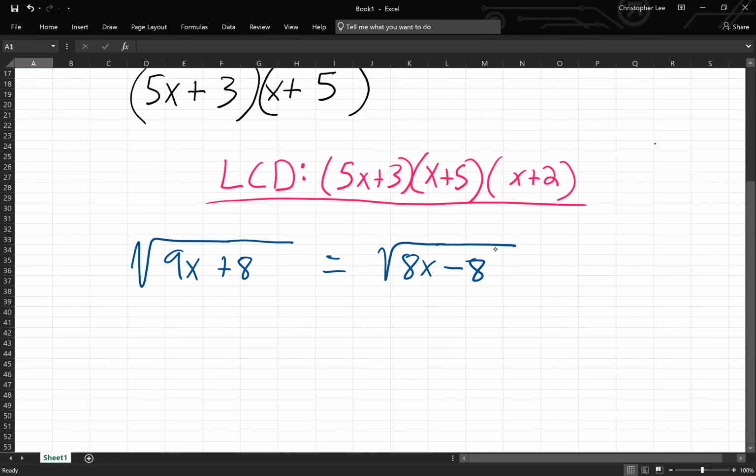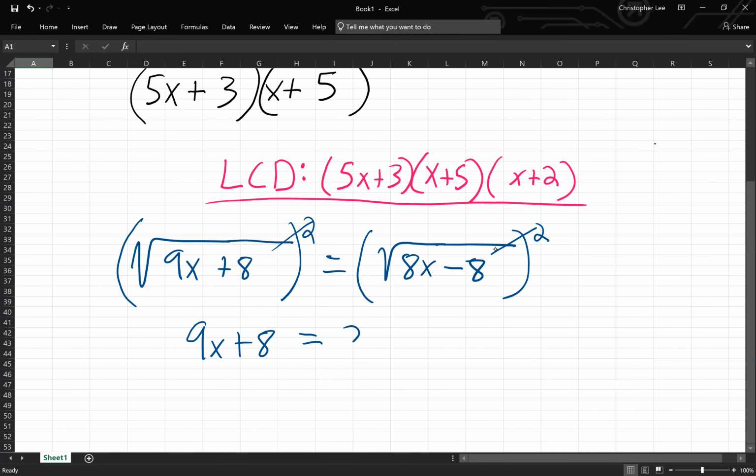So the first issue I have is that radical. I want to get rid of it. To get rid of the square root, I'm gonna square it. But what I do to one side, I gotta do to the other. These are gonna cancel and these are gonna cancel. So this is gonna leave 9x plus 8 is equal to 8x minus 8.